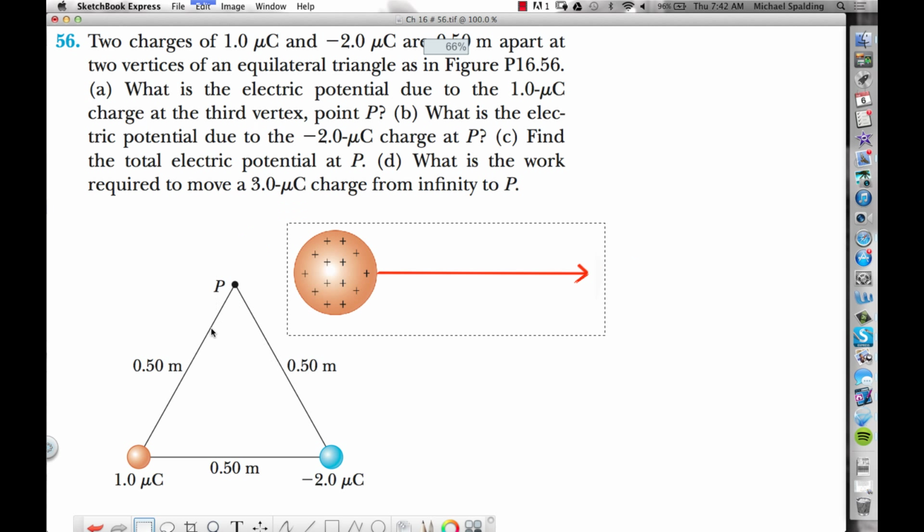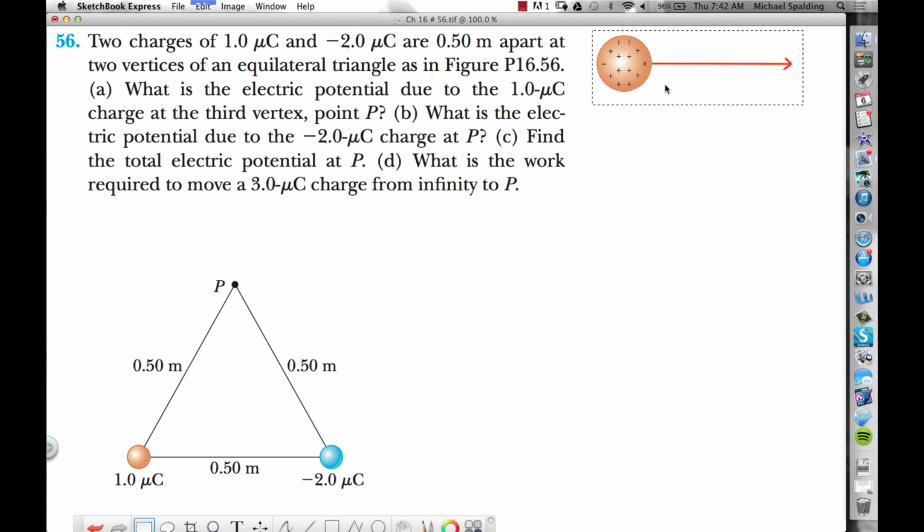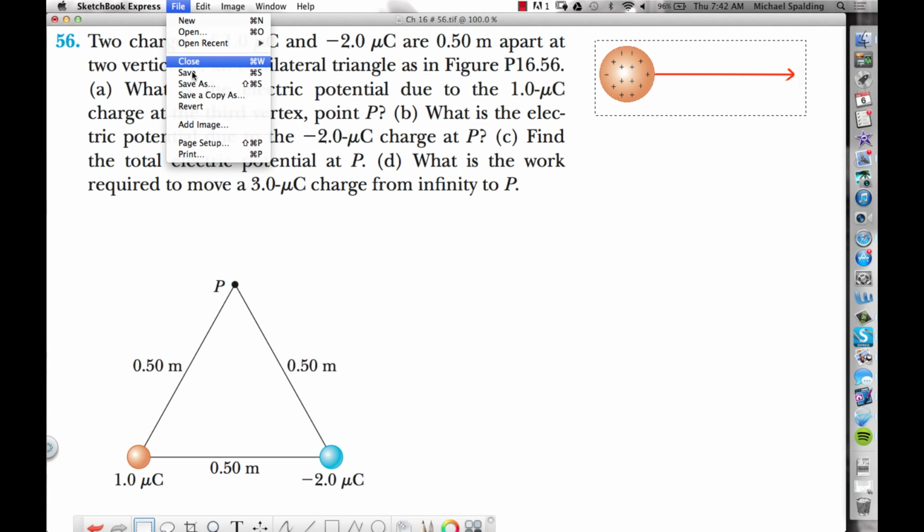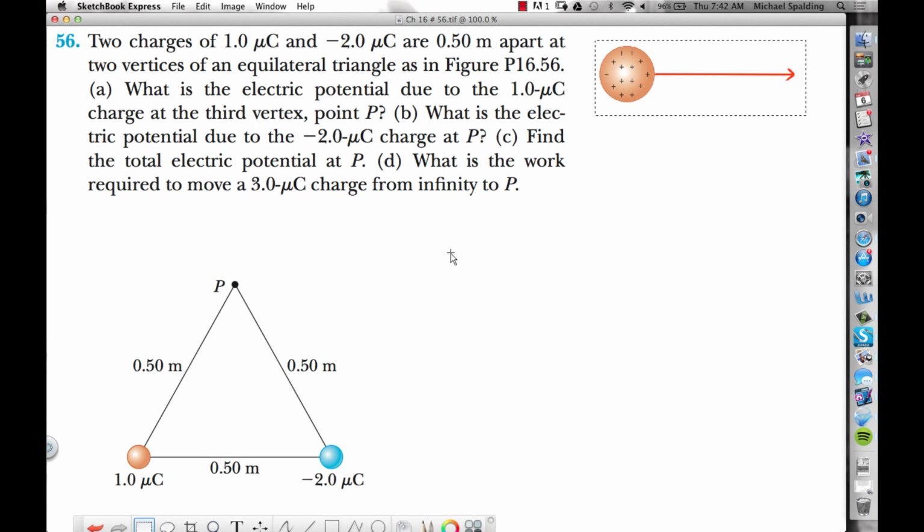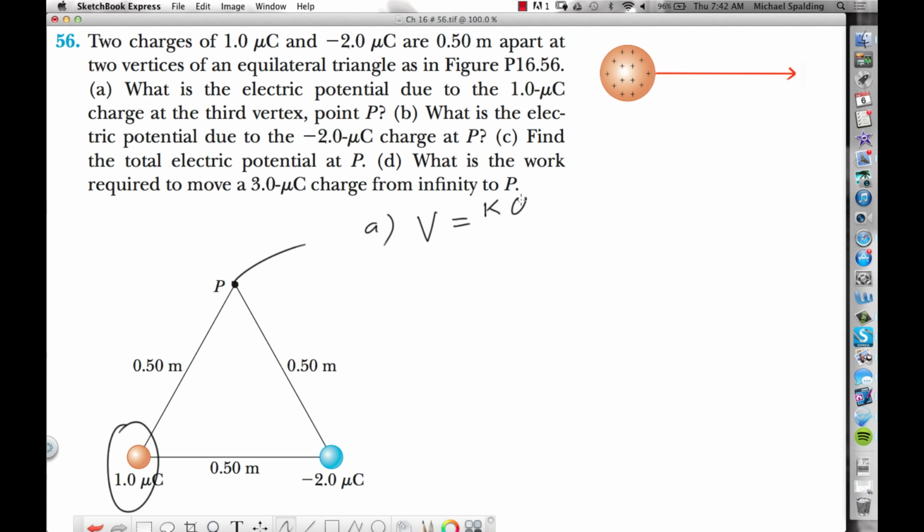We're going to need this in a minute. All right, so point P, we want the electric potential from this guy at that point. So for A, all you've got to do is go electric potential is KQ over R. That's the equation for electric potential at a distance from a big dude.